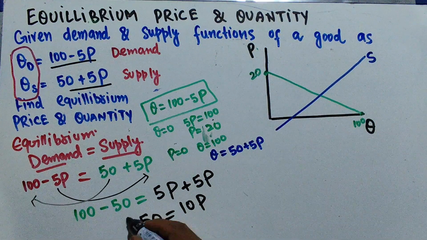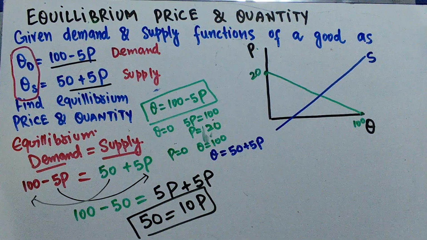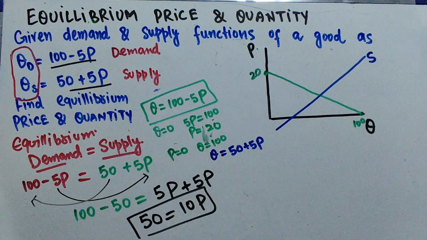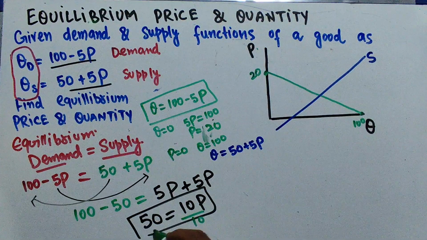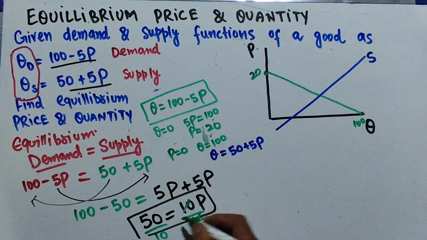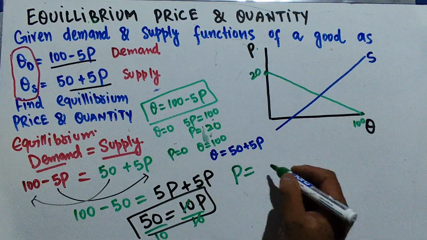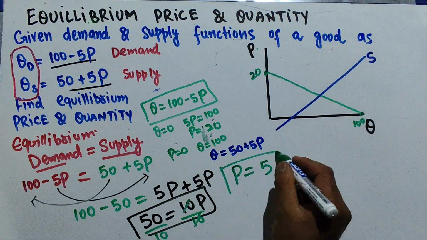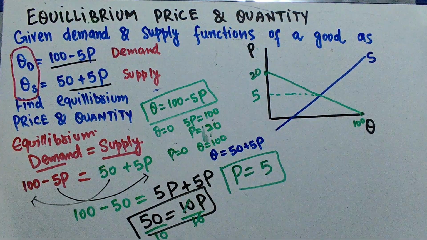So what will we do? Divide both sides by 10. Dividing here by 10 and here by 10, the 10 gets cancelled. So price is equal to 50 upon 10, which is 5. So equilibrium price will be equal to 5. Let us suppose this denotes the equilibrium price.